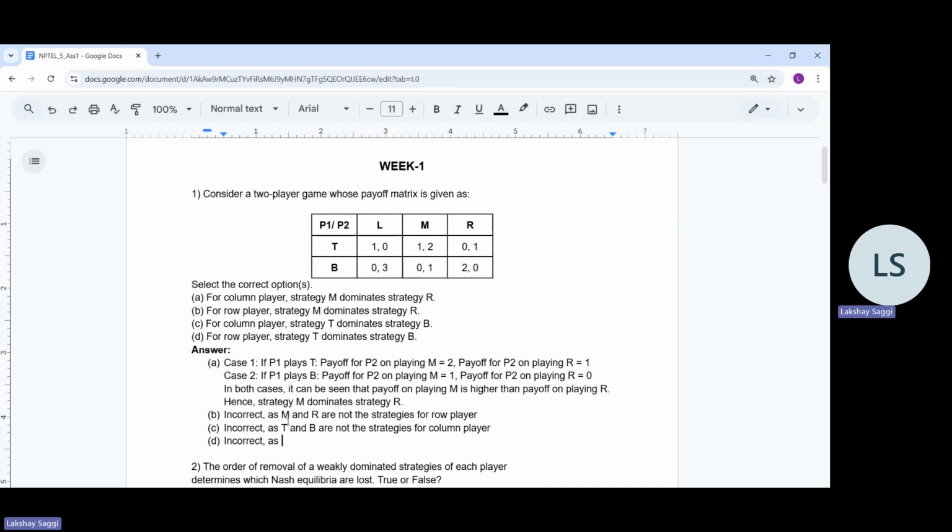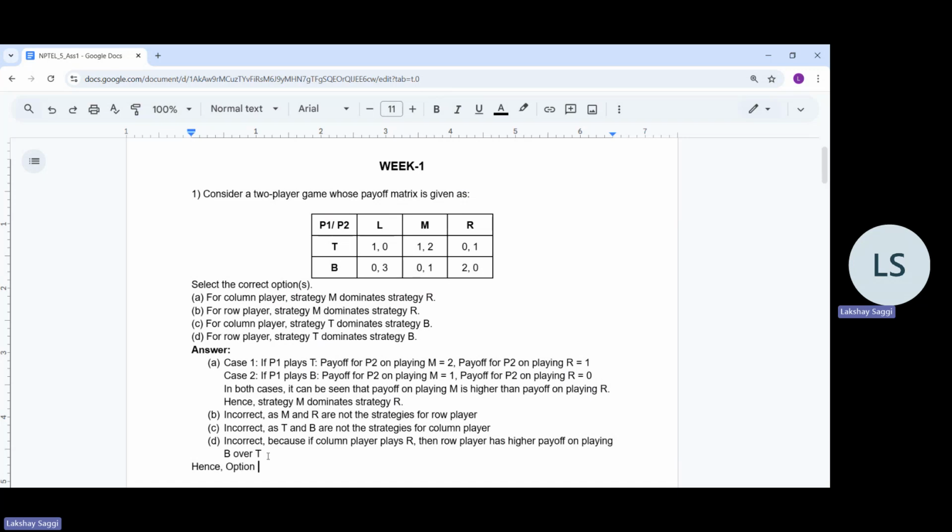And why is this incorrect? Maybe I'll just write the explanation. Because if the column player plays R, then the row player has a higher payoff on playing B over D. Yeah. So only option A is correct. A was correct; B, C, D, all three are incorrect. So maybe we can just write this down.